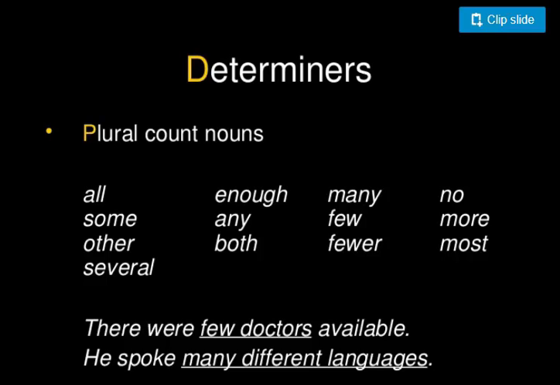ठीक है. Now अब plural counts, वो तो singular one की तरह, जैसे एक shop थी, एक postcard था, एक container था, लेकिन अब plurals के साथ जो use होते हैं count noun वो क्या है? All, enough, many, no, some, any, few, more, another, both, fewer, several. So there were few doctors available. He spoke many different languages. So few doctors, doctors is a plural one, but we can count it. It is a count noun. And many different languages. Yes, there are many languages, but it is countable, or it is a plural count noun.